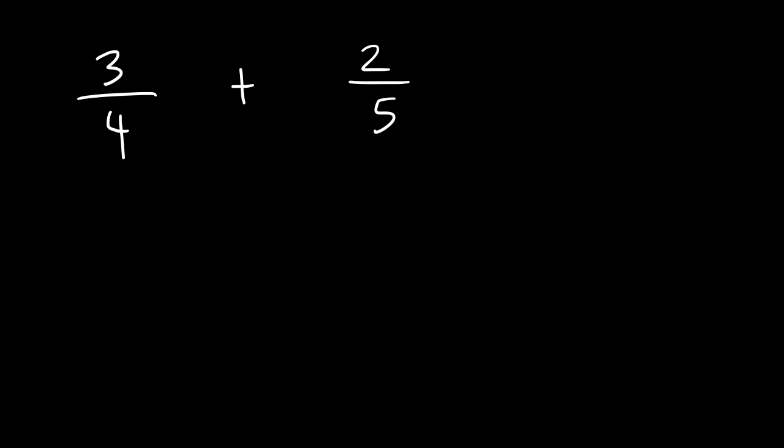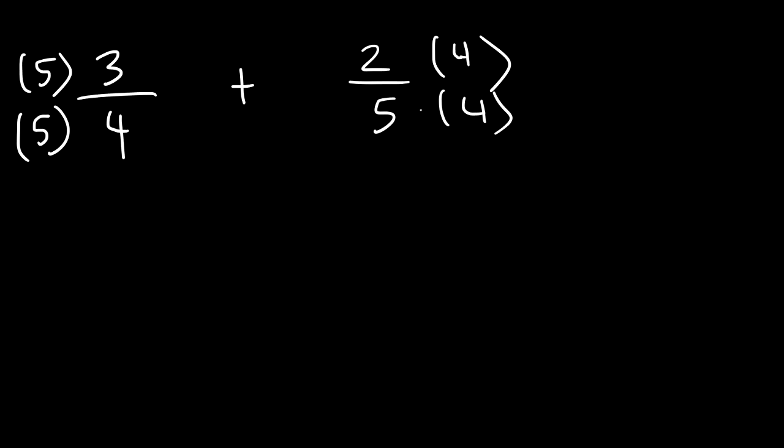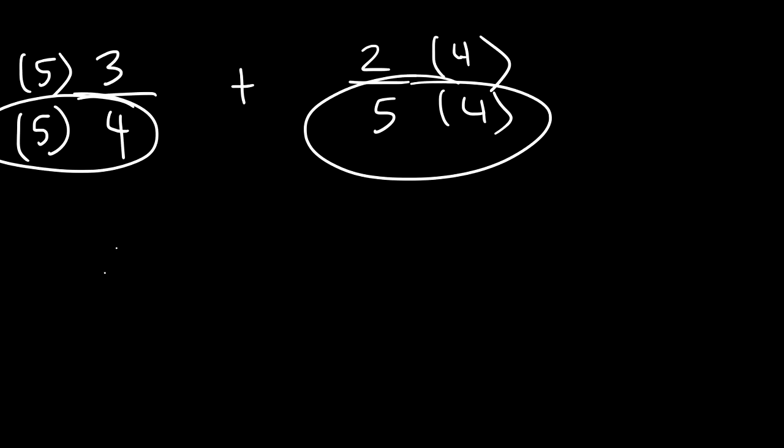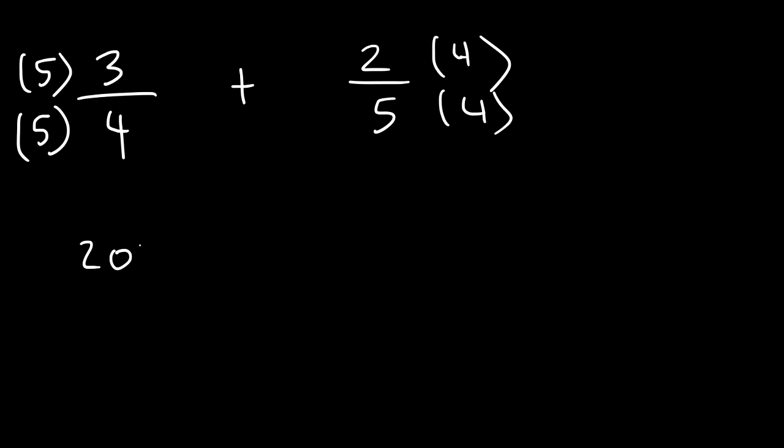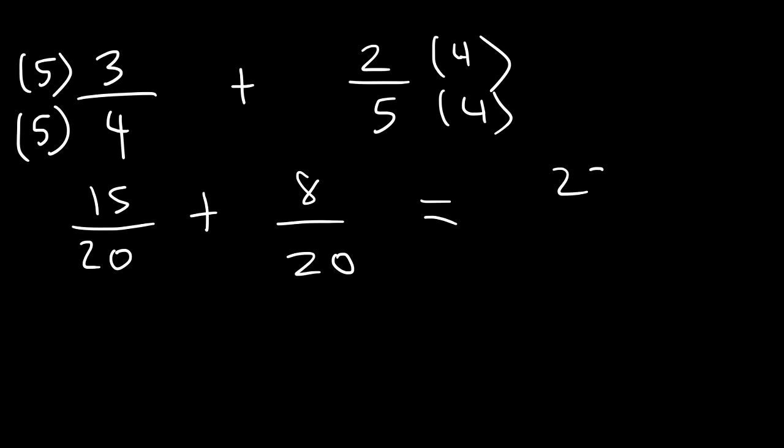In order to get a common denominator, we need to multiply the first fraction by 5 over 5. Whatever you do to the top, you must do to the bottom. So if you're going to multiply the top number by 5, you have to multiply the bottom number by 5. Now the second fraction, I want to multiply the top and the bottom number by 4, because 5 times 4 will give us 20, and that will lead to the same denominator. So now we could add the two fractions. 15 plus 8 is 23. So the answer is 23 over 20.